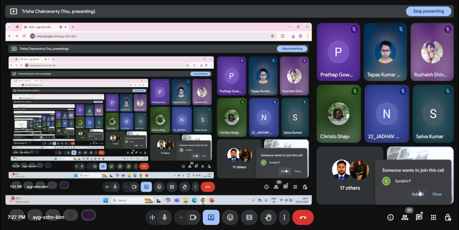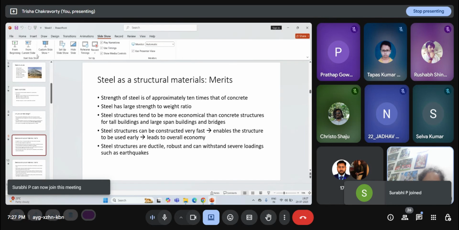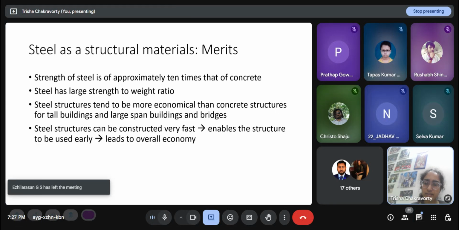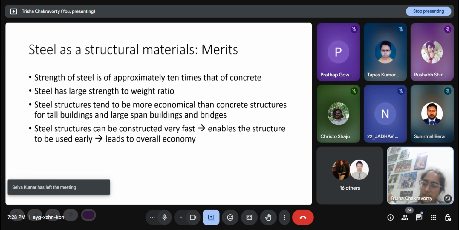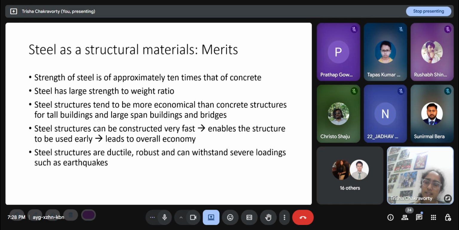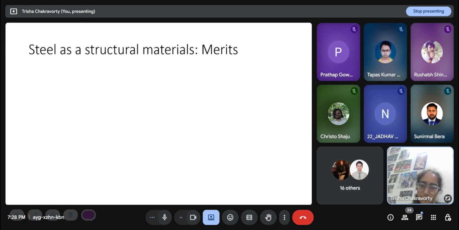While if you are using a steel structure, the way we construct steel structures is that we directly bring steel components from the industry. We design the connections, and we can assemble it really fast because the beams and columns don't need any extra time. Once you have brought it from the industry, you can just directly use it. It doesn't need any time to set or anything. Steel structures are ductile, which is very important, robust, and can withstand severe loading such as earthquake.